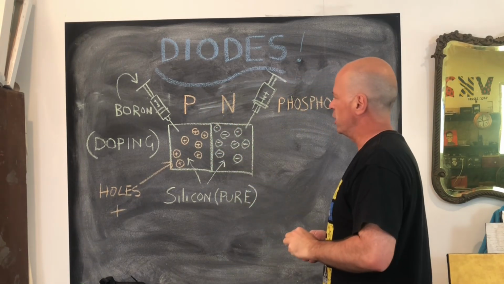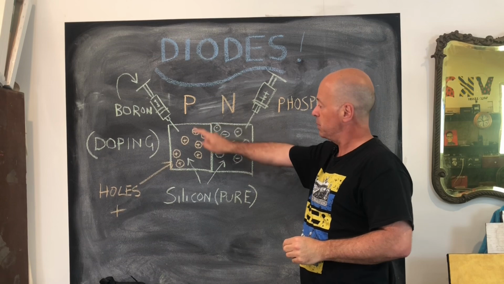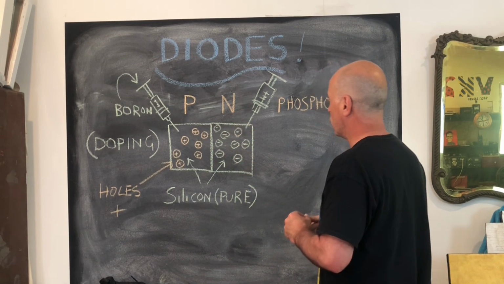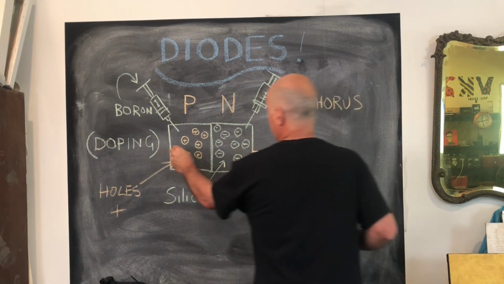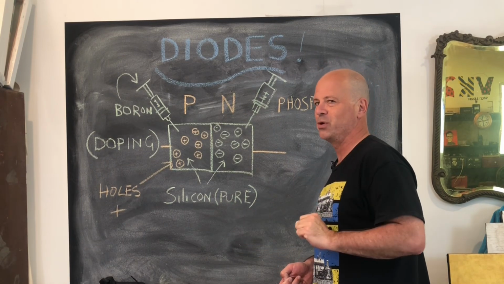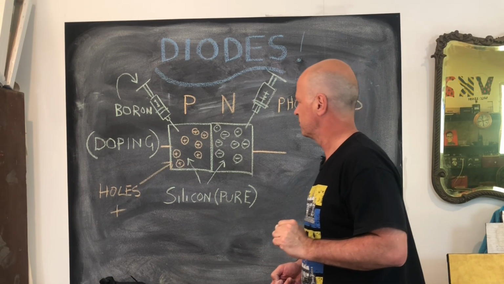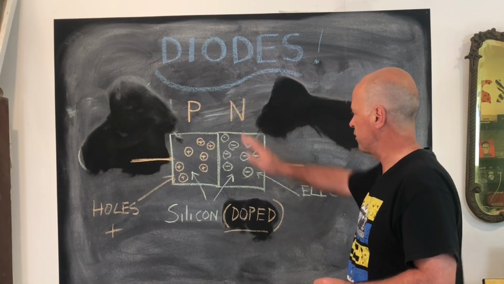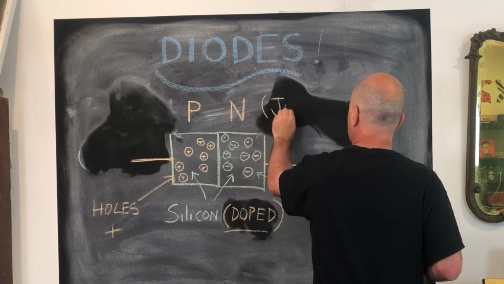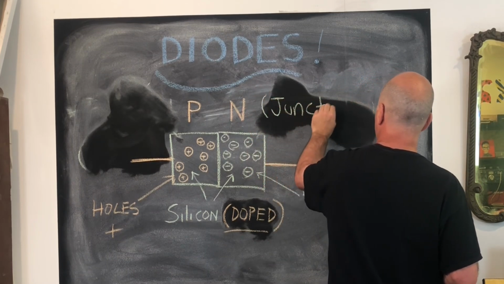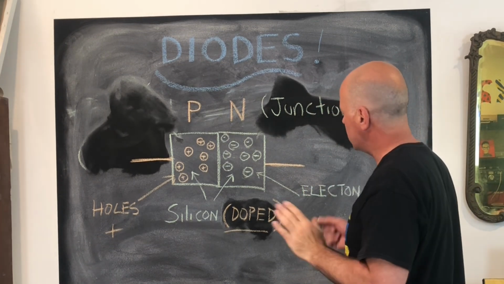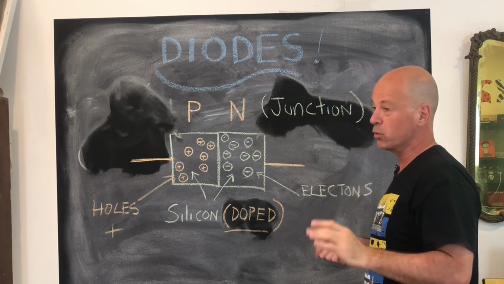And this is a diode. When you have a p-type doped piece of silicon butted up against an n-type doped piece of silicon, we've now got ourselves our diode. Let's have a little think about how this works. So now we have a PN, and they call this a PN junction, because a junction is where two things meet. And our PN junction is now going to become a diode, or it's already become a diode.